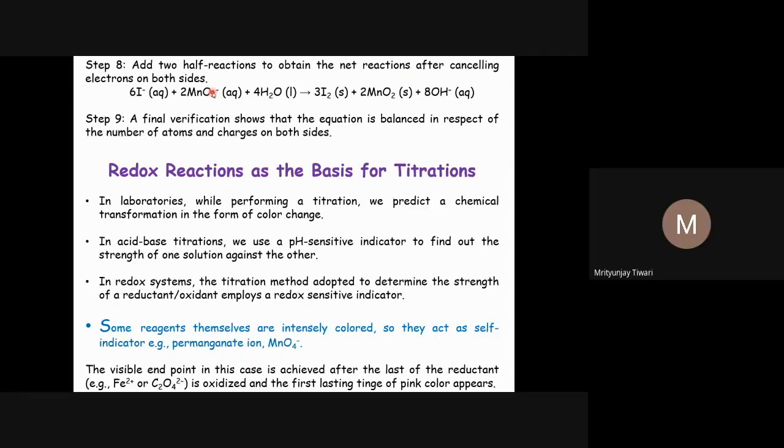That is what we do. Slowly add another reagent. You will find initially, suppose you are doing a titration of iodide, and you are adding MnO4 ion from the burette. You take a certain volume of iodide solution measured from the pipette into the volumetric flask, and then you keep adding permanganate ion.